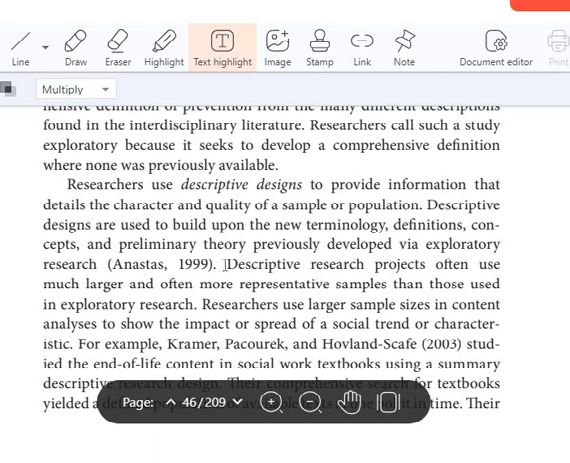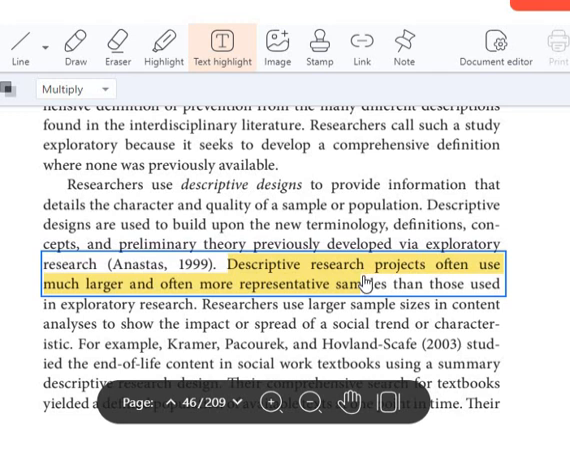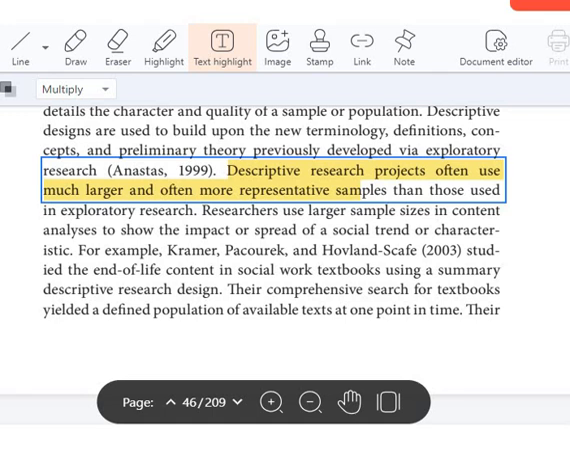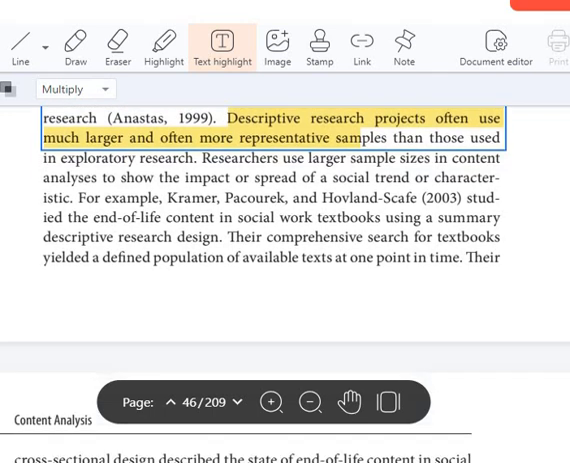Of course, the descriptive one, researchers using the descriptive research projects often use much larger and more representative samples than those used in exploratory research. That's why it's more correct or detailed here, in the descriptive. Yeah. And let's move on now.